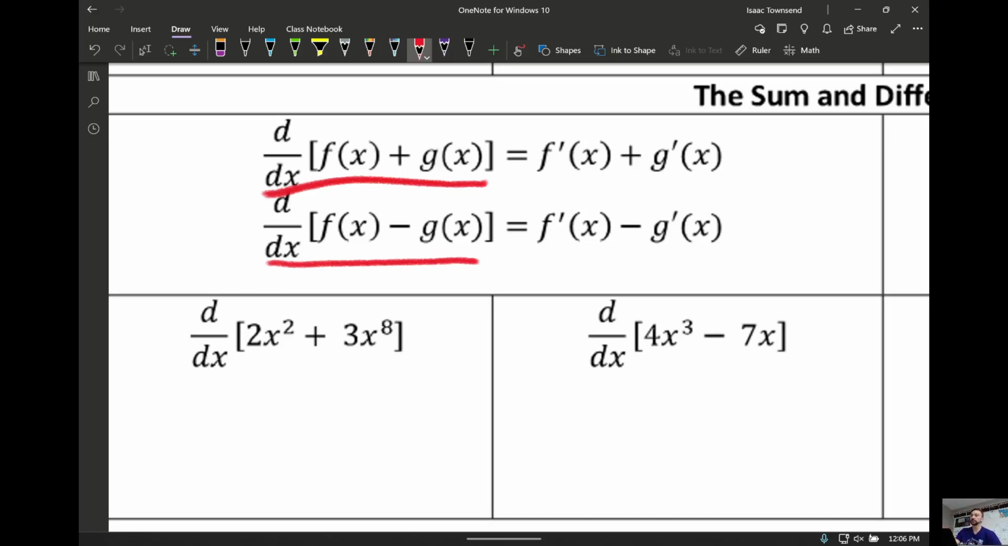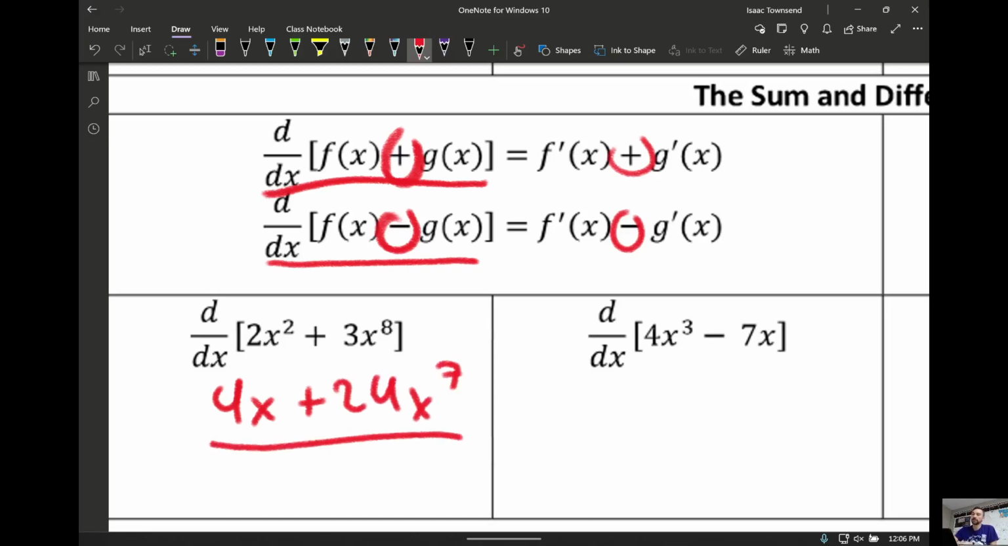Add and subtract, we can just do them one step at a time and then either add or subtract. So the derivative of 2x squared would be 4x, and then plus the derivative of 3x to the 8th, which would be 24x to the 7th. Just work them separately and then throw the plus sign in between. Work this guy out, bring the power down, lower the power by 1. What about this one? What's the derivative of 7x? 7. One more time.